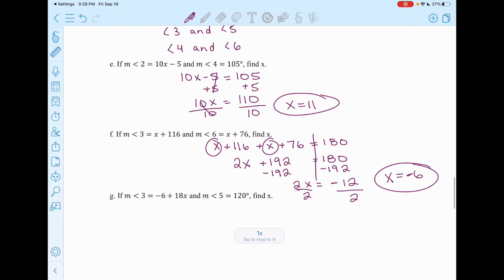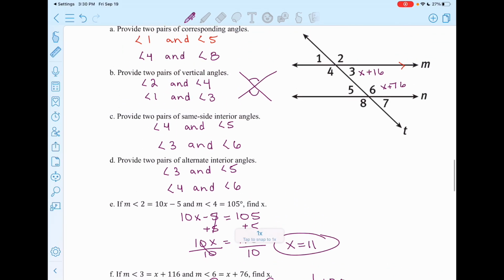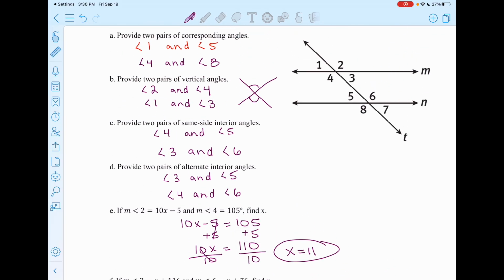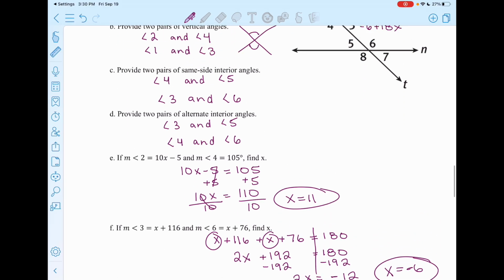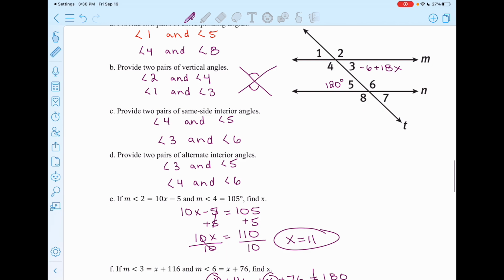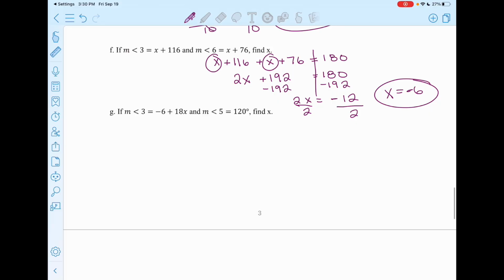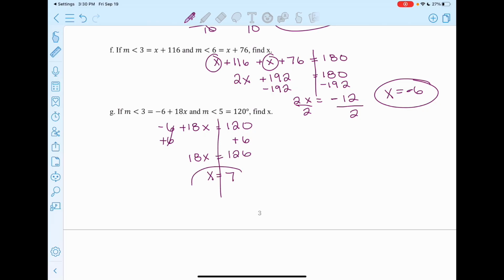And lastly, it says that the measure of angle 3 is negative 6 plus 18x, and that the measure of angle 5 is 120 degrees. Angle 3 and angle 5 are alternate interior angles, which means they're congruent. So I'm going to say -6 plus 18x equals 120 and solve. I'll start by adding 6 to both sides. And I get 18x is equal to 126. And 126 divided by 18 gives me x equals 7.